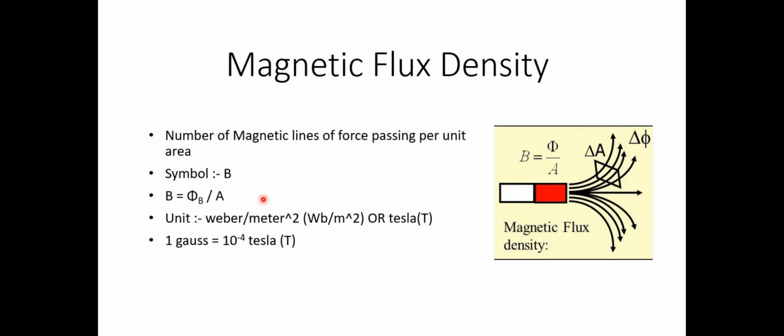And the unit of magnetic flux density can be derived from its formula itself. That is, for phi we know the unit is Weber and for area the unit is meter square. So the unit of magnetic flux density is Weber per meter square. Or we can also have the unit of Tesla. 1 Gauss is equal to 10 power minus 4 Tesla. It is just for general knowledge.